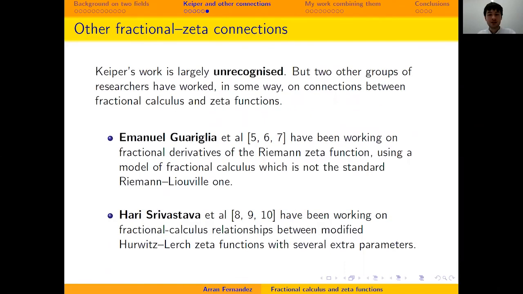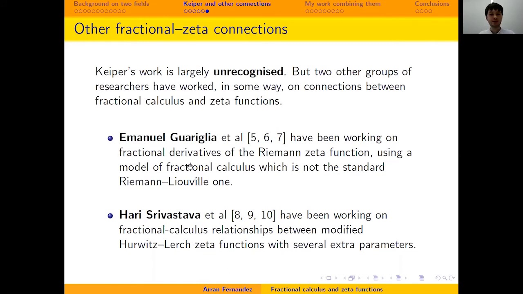Kuiper's work is largely unrecognized. As I showed before, nobody has cited this except me. But two other groups of researchers have worked in some way on connections between fractional calculus and zeta functions. So I'll summarize this quickly.